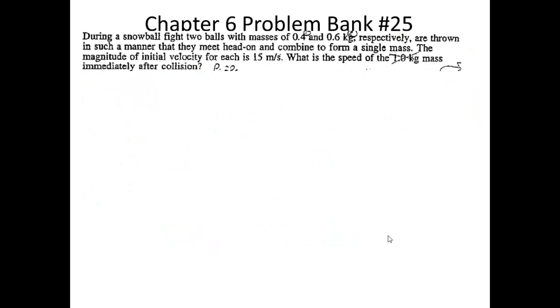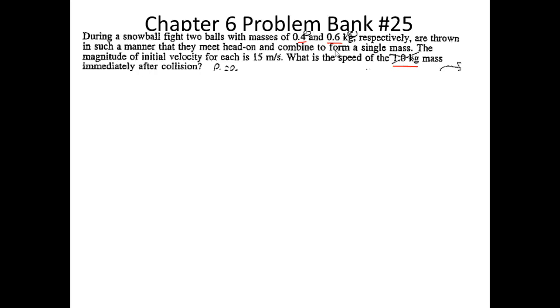All right, number 25. During a snowball fight, two balls with masses of 0.4 and 0.6 kilograms are thrown in such a manner that they meet head-on and combine to form a single mass. The magnitude of the initial velocity for each is 15 meters per second. What is the speed of the 1 kilogram mass immediately after the collision? So it told you the final mass right here, 1 kilogram, and that makes sense because 0.4 plus 0.6 is equal to 1.